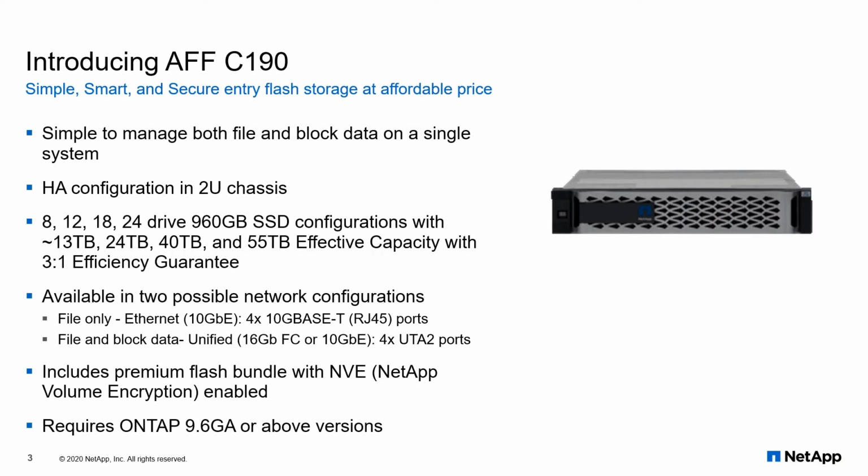The AFF C190 is able to deliver the traditional block and file protocols, along with now, using ONTAP 9.8, a basic S3 object storage platform. It has a highly available dual controller architecture with up to 55 terabytes of effective capacity, backed with a 3-to-1 efficiency guarantee. A choice of connectivity options is also available, depending on whether you'd like to use file only or a file and block unified system. There's a lot of power and features there for what's classed as an entry-level unit.